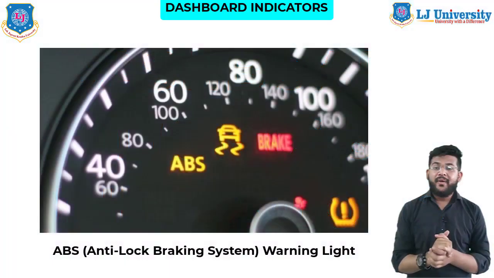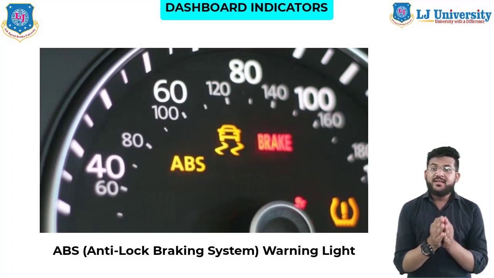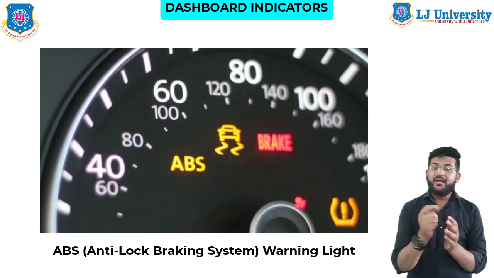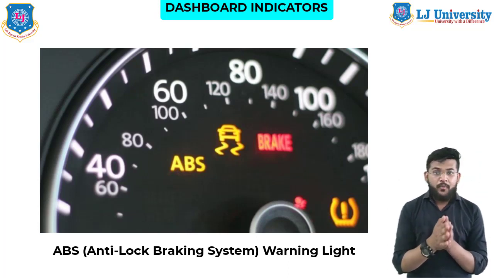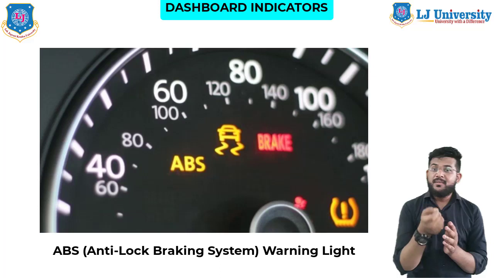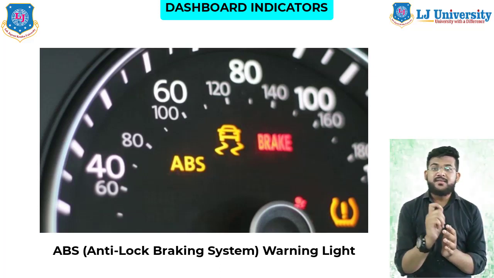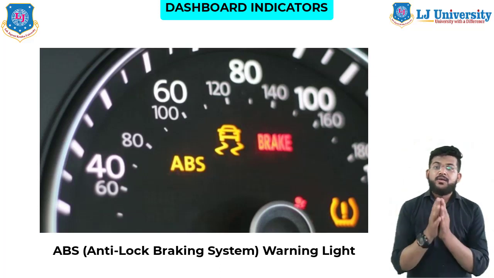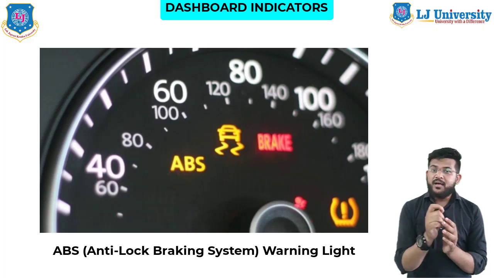So, the anti-lock braking system warning light. What does it mean? The anti-lock braking system is designed to maintain contact between the road and the vehicle. It enables you to make an emergency stop without any delay. If the light comes on, it simply means that the ABS system is not working properly. In such a case, the brakes work fine, but one cannot make an emergency stop of the vehicle.